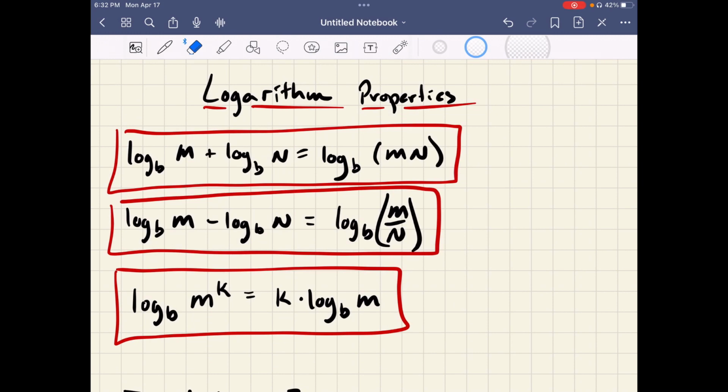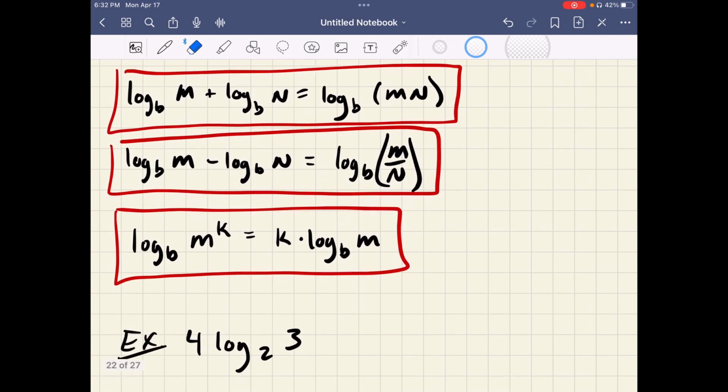All right, in this video, we're going to use these three logarithm properties to simplify logarithmic expressions. All right, so let's go ahead and take a look at the first example.